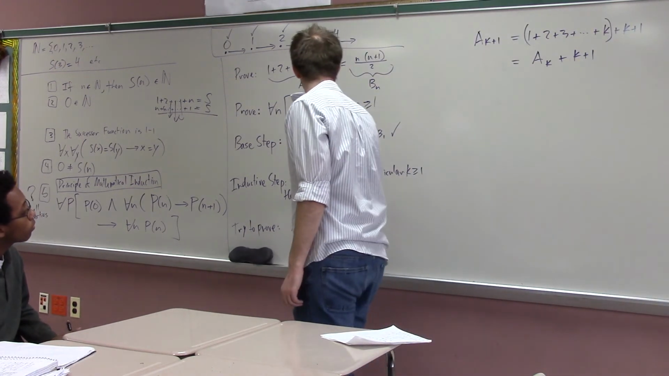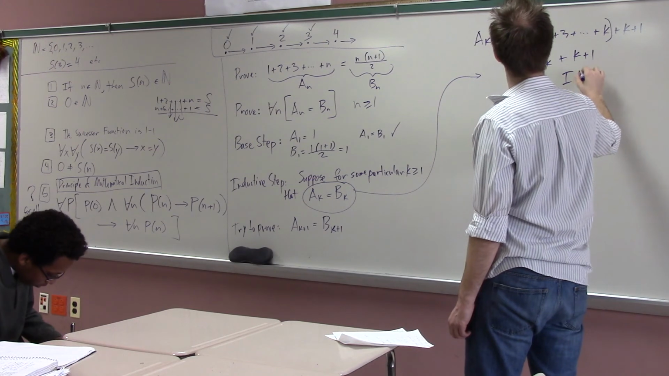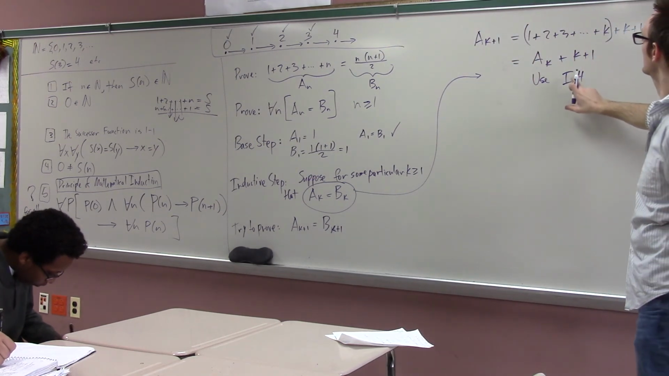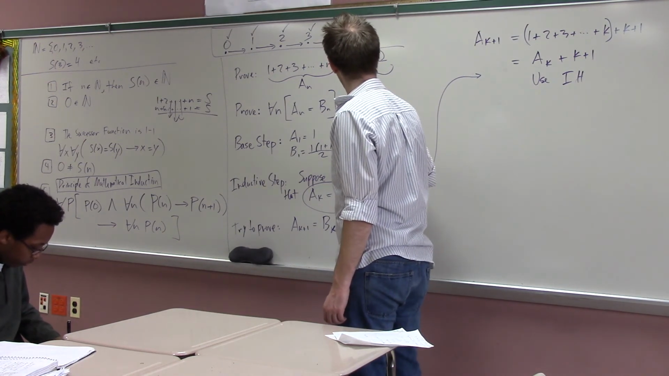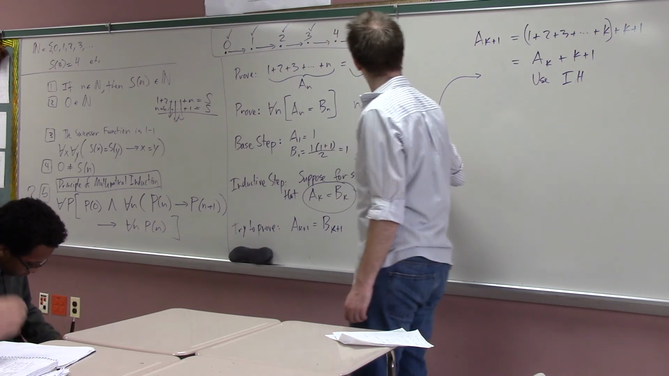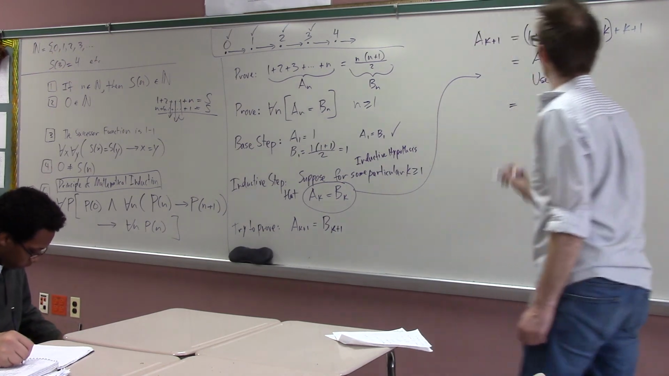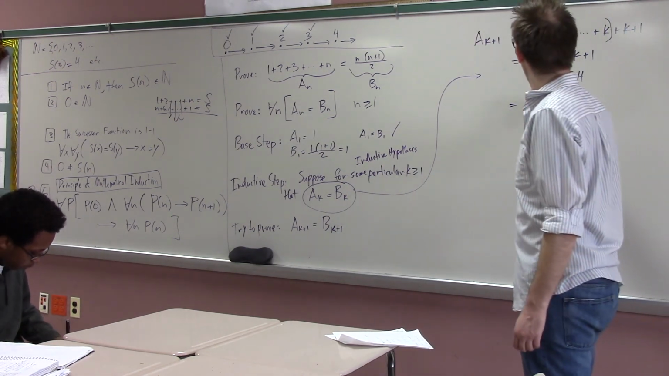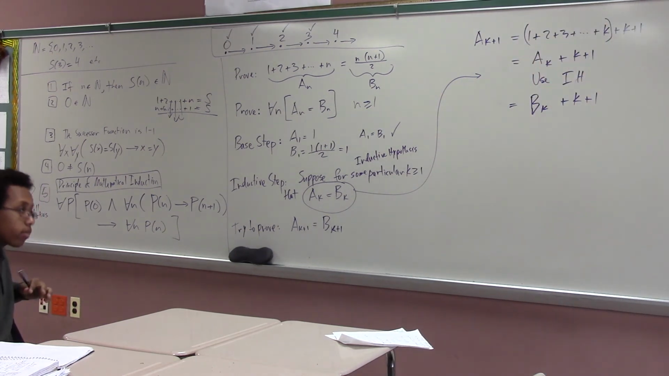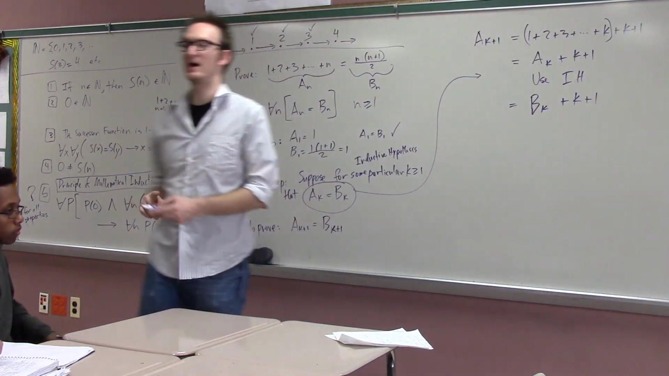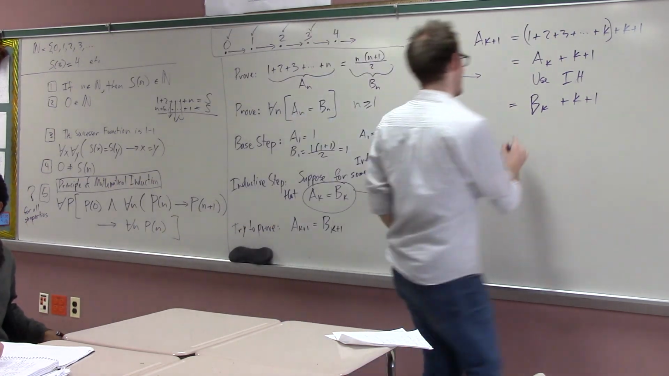Now we use the inductive hypothesis. The inductive hypothesis says that a sub k equals b sub k. So this then equals b sub k plus k plus 1. Is everybody with me? I just did a substitution of a sub k for b sub k.